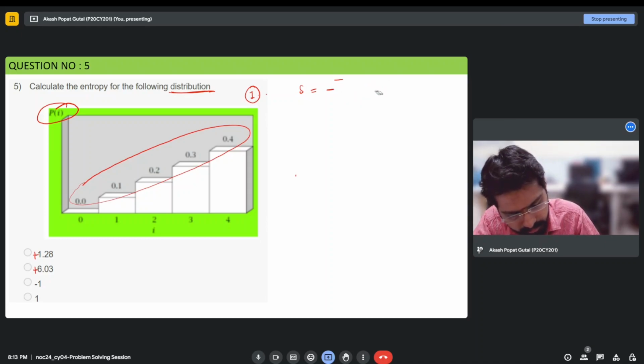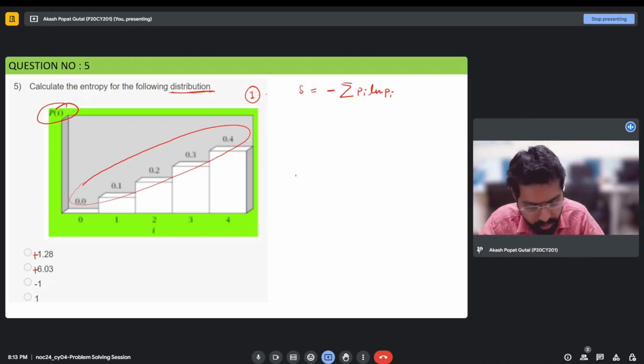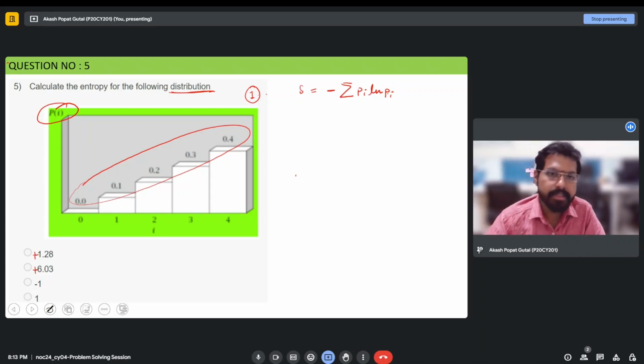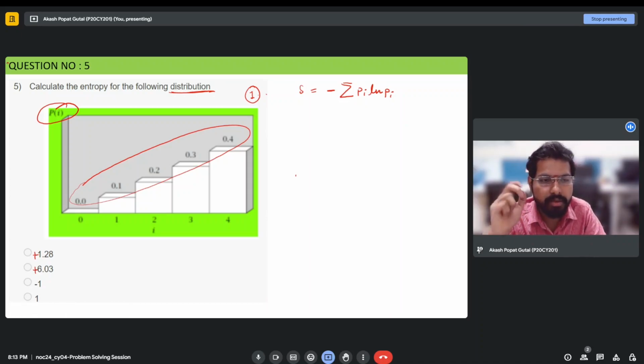Let me write it properly. Negative of summation of pi ln pi. So why I say it should not be negative? Because probability pi is always less than 1. Because it is less than 1, if you take logarithm of the value which is less than 1, it will be a negative value. And this negative summation of all negative values and this negative in the equation will cancel out, and we will have the positive entropy value. So this equation itself suggests that the entropy cannot be negative.